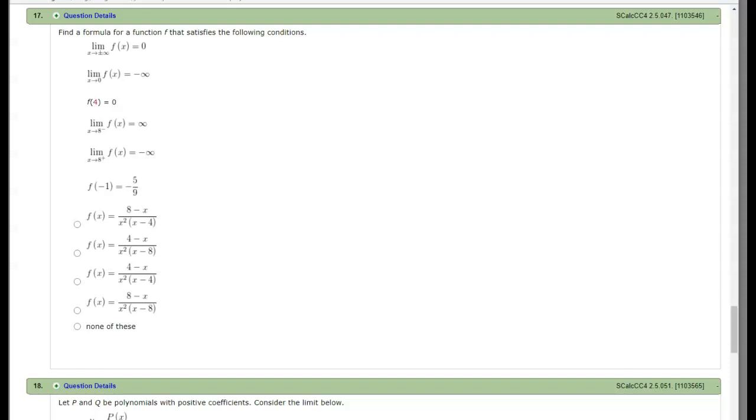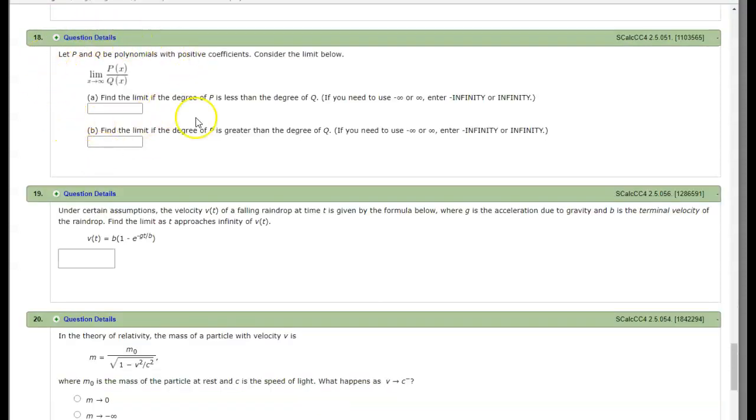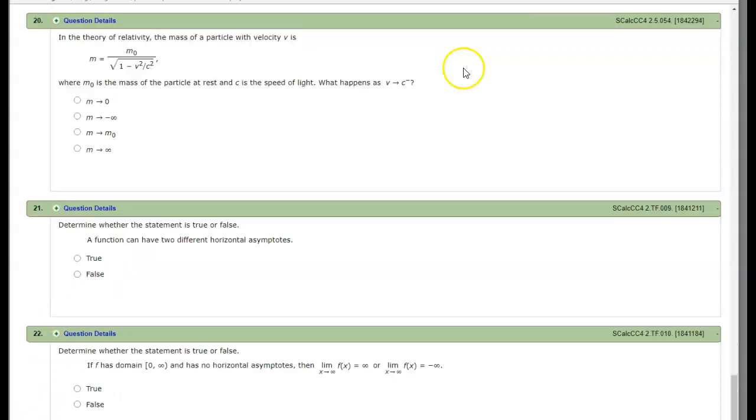So there's my hints for that one. You can go through the rest of them there. 18 I already talked about, numerators versus denominators. Number 19, this says t approaches infinity, so this would be e to the negative infinity, and we already looked at that. E to the negative infinity goes to 0, so you should be able to see what the answer here should be. As v goes to c, we end up with v squared over v squared, basically c squared over c squared, so the denominator here is going to be 0. So there's my hint there.